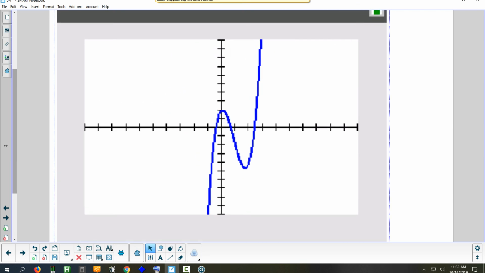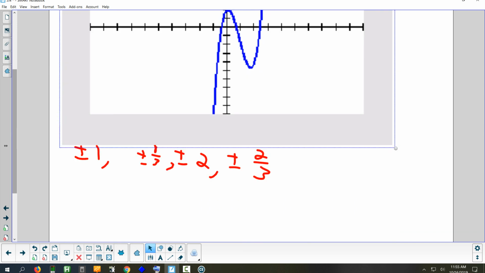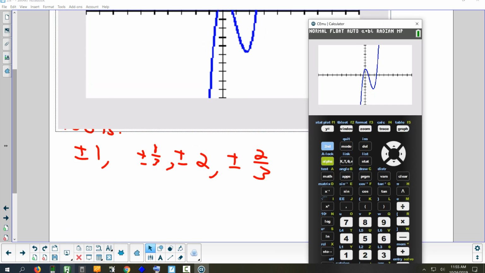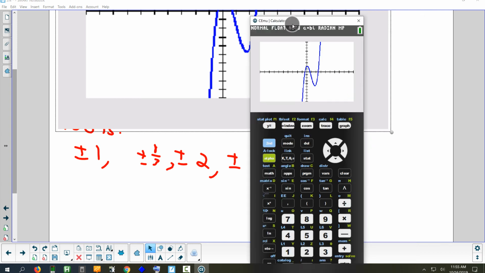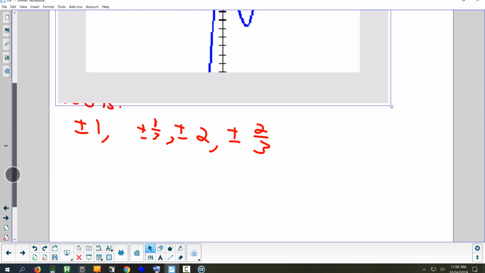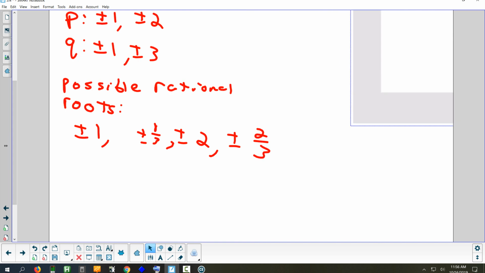Does it look like it crosses at 1? Not quite. So, which one? Yeah, I would say positive 2/3 looks pretty good. Before we waste time on synthetic division, let's check it here. So let's trace to 2/3. Perfect. We've got a root. We can divide through by it. We can turn this cubic into a quadratic. Okay, so positive 2/3 was the answer.